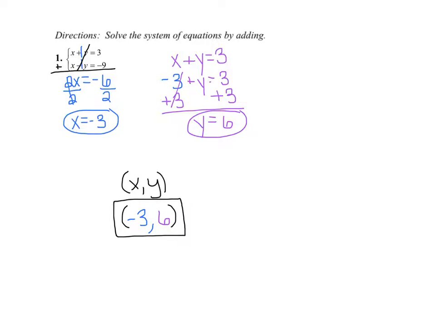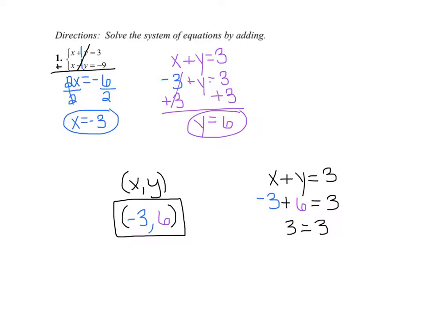So let's use our first equation. X plus y equals 3. And we know x equals -3 plus our y equals 6. And we're going to set that equal to 3. So now let's add this. -3 plus 6 is 3. And does 3 equal 3? Yes, it does. That's how you can check to see if your answer works for the system of equations.